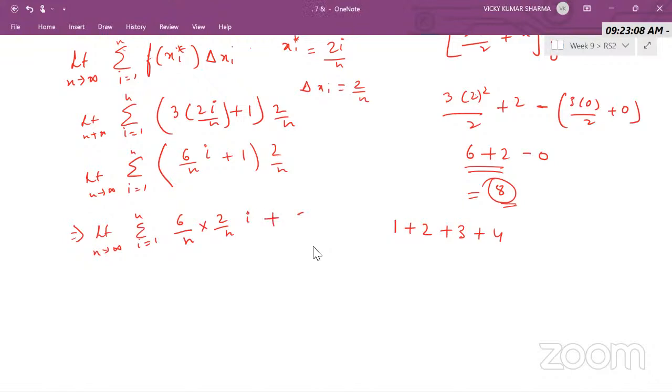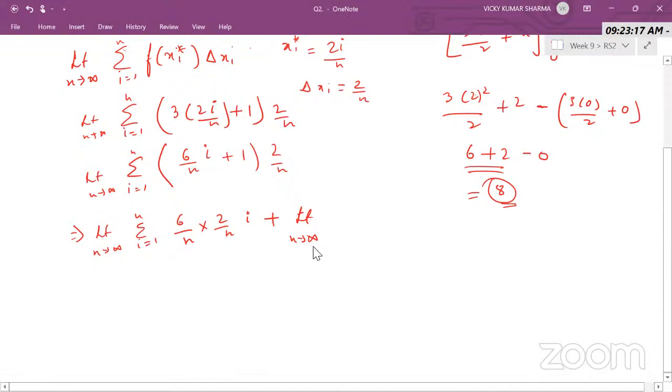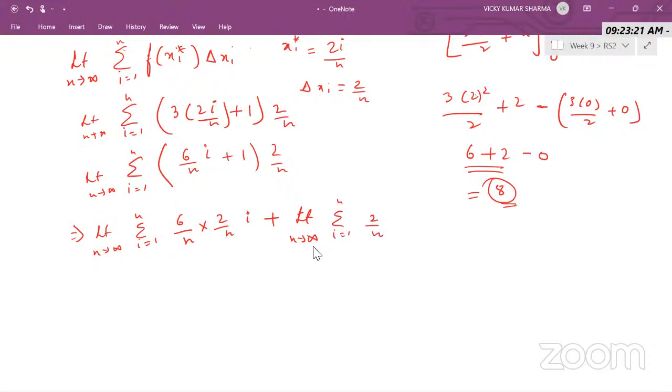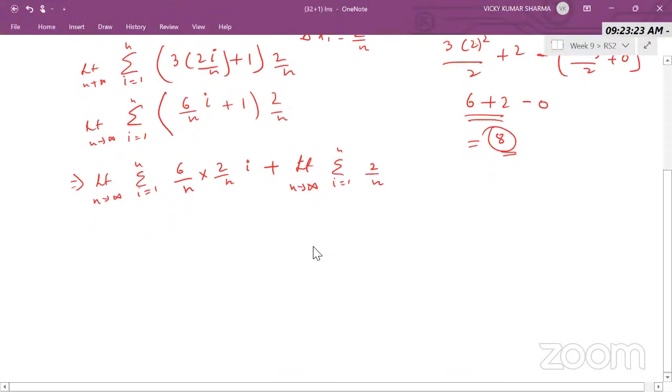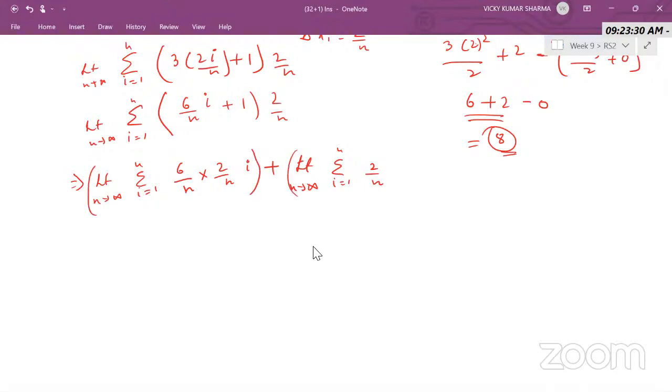Plus, I can do the same thing over here. Limit n tends to infinity. I'm just multiplying this and separating them apart, separating the limit. Right? So now what? 2 by n, limit summation i equals 1 to n. This is going to be 2 by n. So now there are two components over here. We should not have gone with this one. We could have actually solved it here, but this is just to explain, that is why I'm doing this.